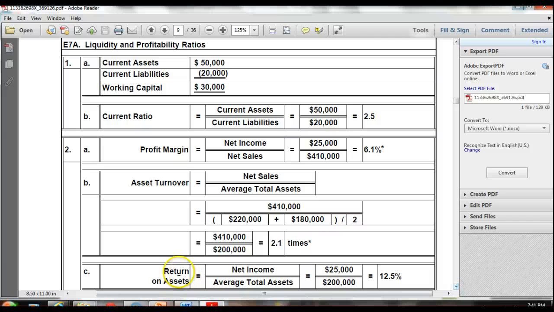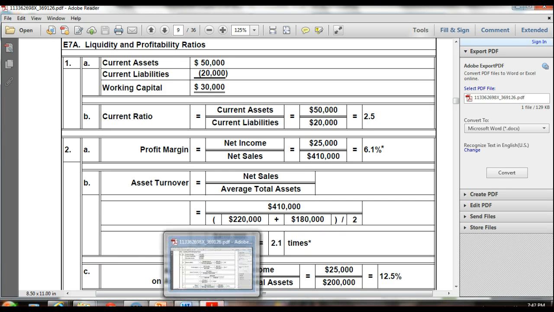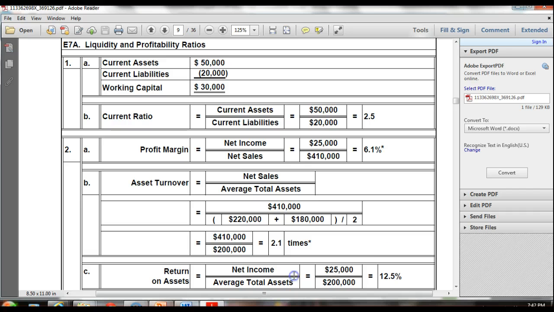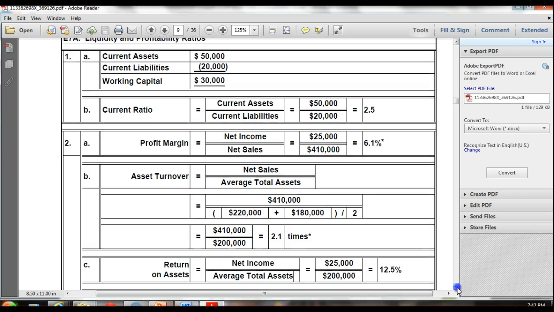Next, return on assets. Our return on assets is going to be not our sales, but our net income. Our net income divided by our average total assets that we got from above, that 200,000. Net income is 25,000. Our total average assets are 200,000. You divide 25 divided by 200, you get 12.5%.